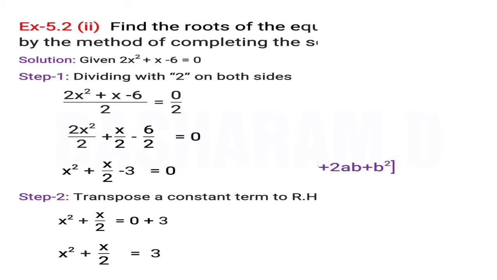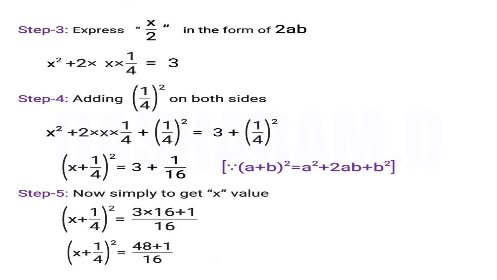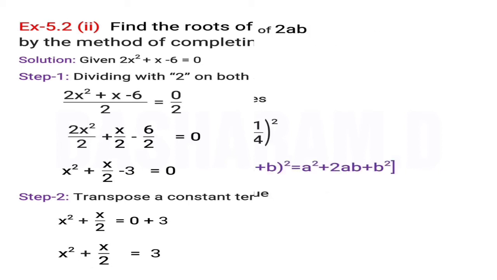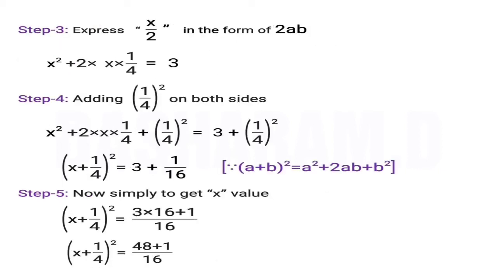Next, coming to step 3. Express x/2 in the form of 2ab. So where is x/2? Here is x/2. This x/2, write in the form of 2ab. So how to write? 2 into x into 1/4. See here, 2 into x into 1/4. You simplify it, you will get x/2. So now x/2 is in the form of 2ab. Then what is the b value here? The b value is 1/4.